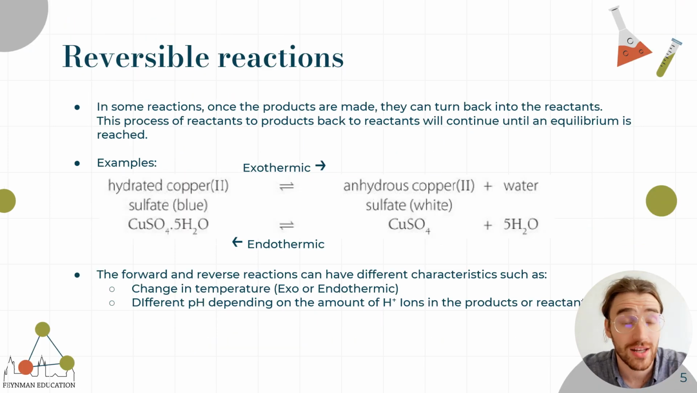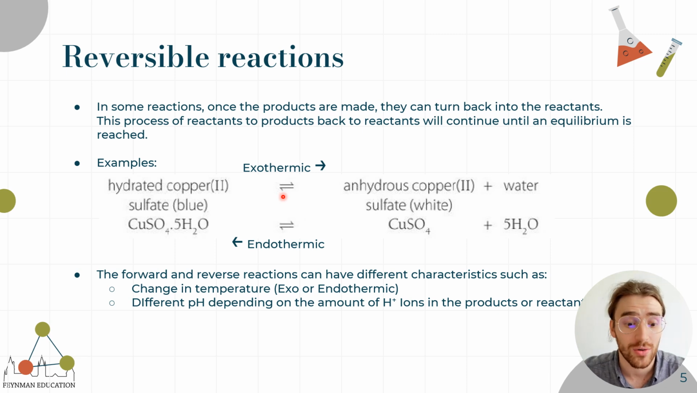Okay, so now let's look at reversible reactions. There are some reactions where once a product is formed, that same product can go backwards in the opposite direction and form the reactants again. We represent this using these two arrows instead of just one. That shows a reversible reaction.